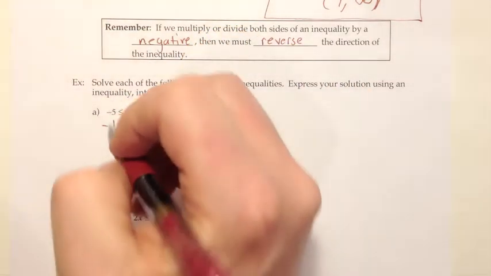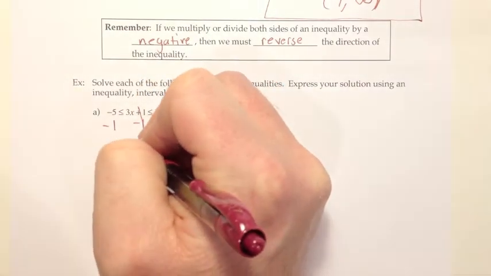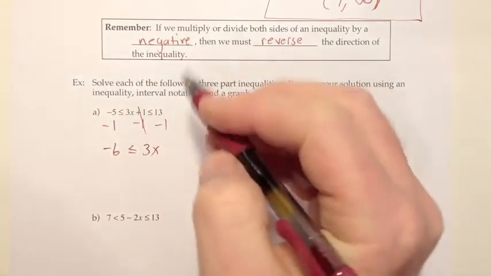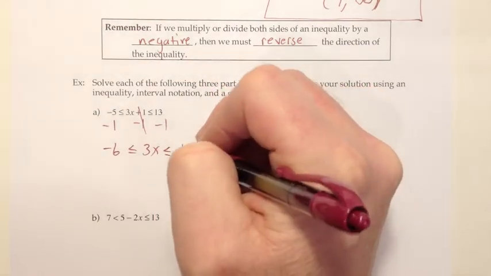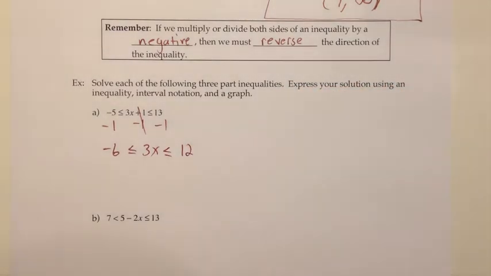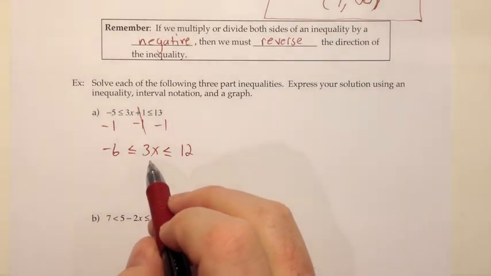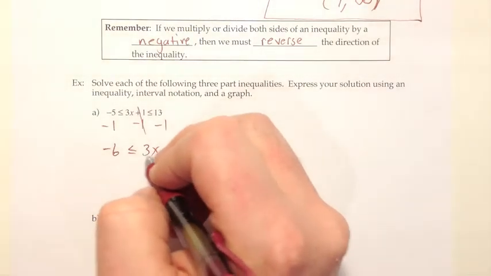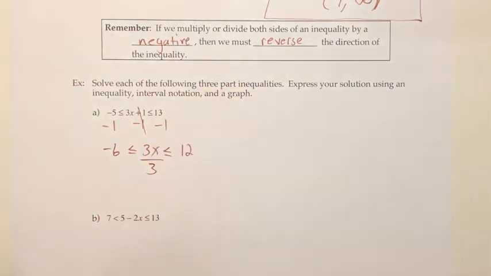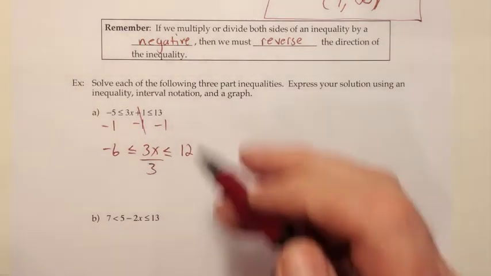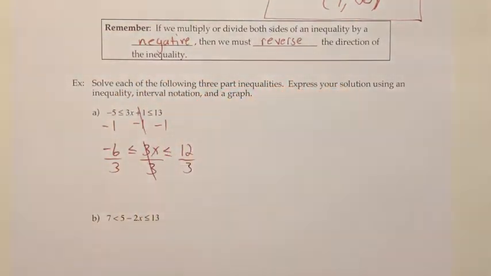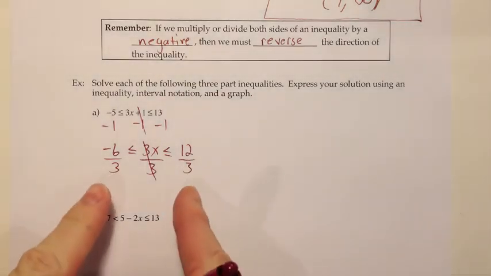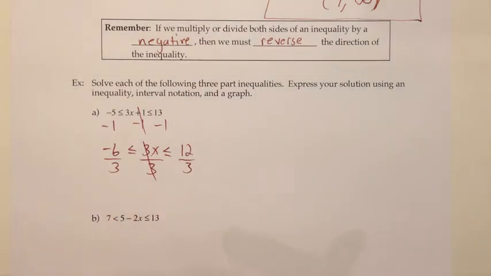So we do negative 5 minus 1 is negative 6. There the ones canceled, so we have less than or equal to 3x, and less than or equal to, right here, 13 minus 1, which would be 12. We're closer to our goal, but we're not there yet. We want x to be by itself in the middle, and we still have that 3 in front of the x. It's connected by multiplication, so I'd get rid of it by division. And again, with three-part or compound inequalities, if you're going to divide one part, you divide all parts. So I'm dividing the middle by 3 because that cancels that and leaves the x alone. I'm dividing the outsides by 3 to make sure I keep balance.